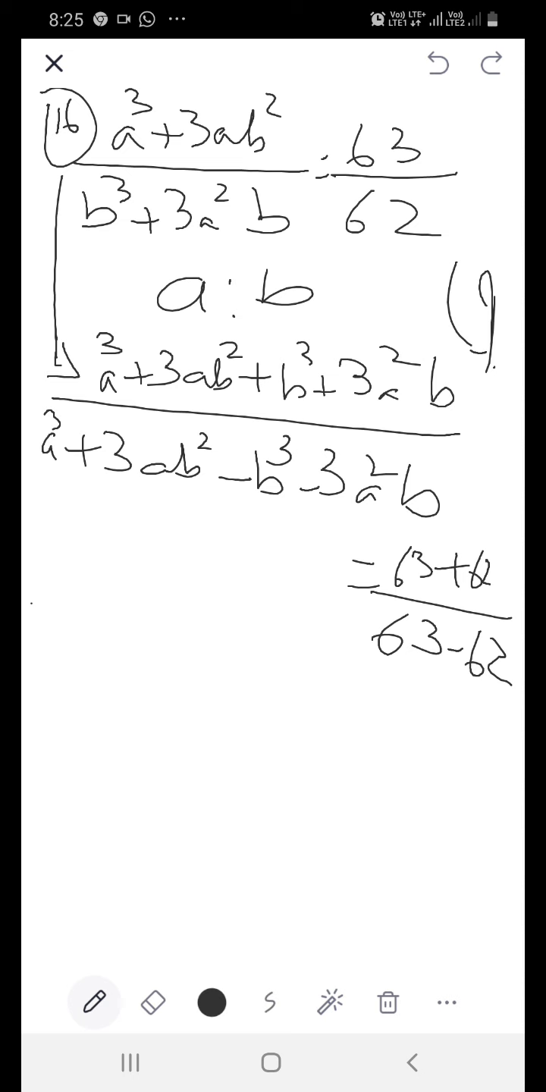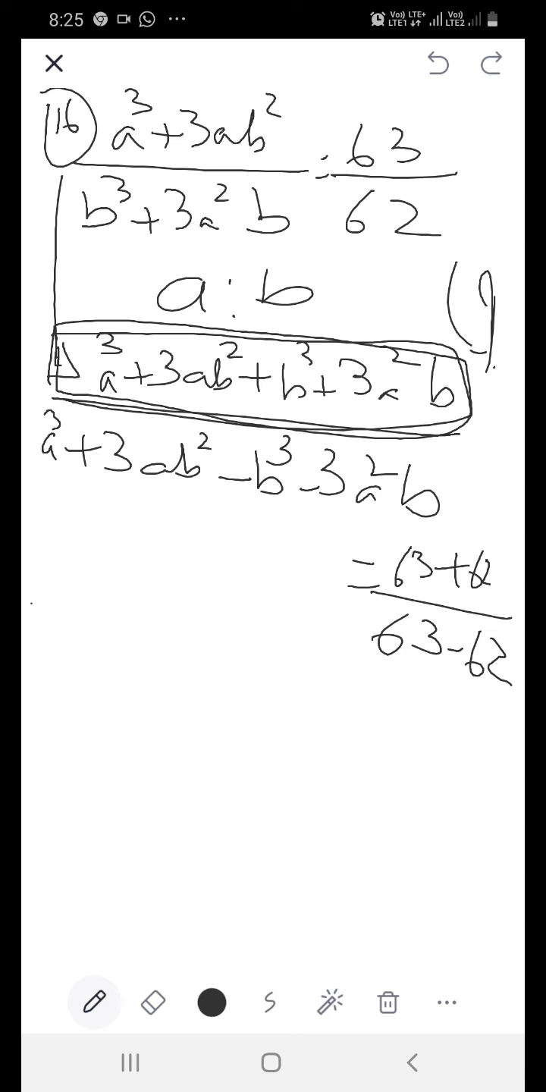Now what you see in this left hand side, what is this? It is the perfect cube of a plus b. So by replacing, I will replace this by writing a plus b whole cube, and in the denominator it is the perfect cube of a minus b, is equal to, when you add you get 125, when you subtract you get 1. If you want you can write 1, if you don't want let it be 125 only.